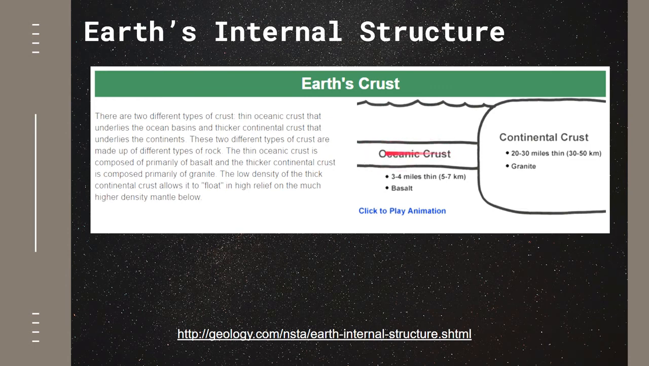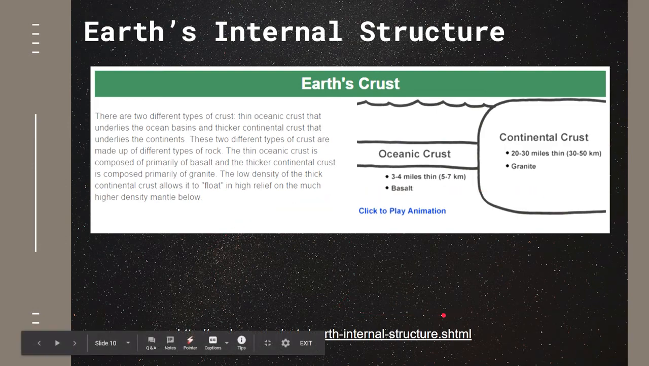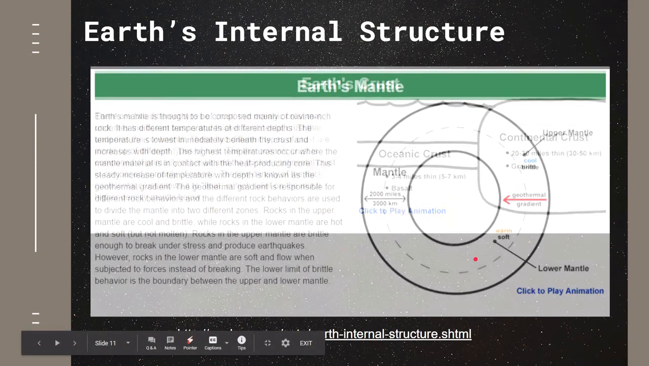The thin oceanic crust is mostly made up of basalt, while the thicker continental crust is mostly made up of granite. The low density of the thick continental crust allows it to float in high relief compared to the density of the matter below. That's the reason why the continental crust moves along the high density mantle. I will provide the link to geology.com in the description below.